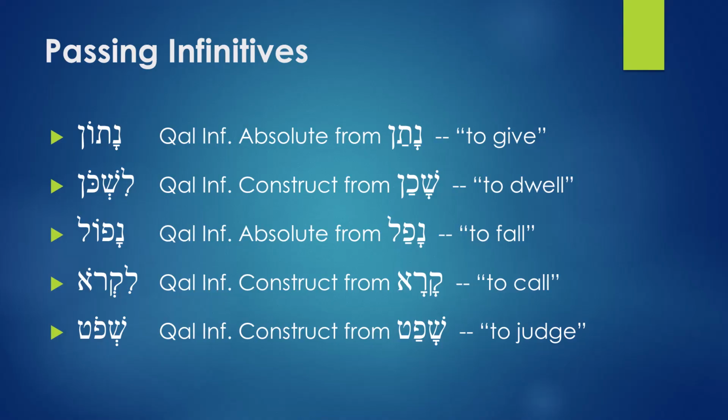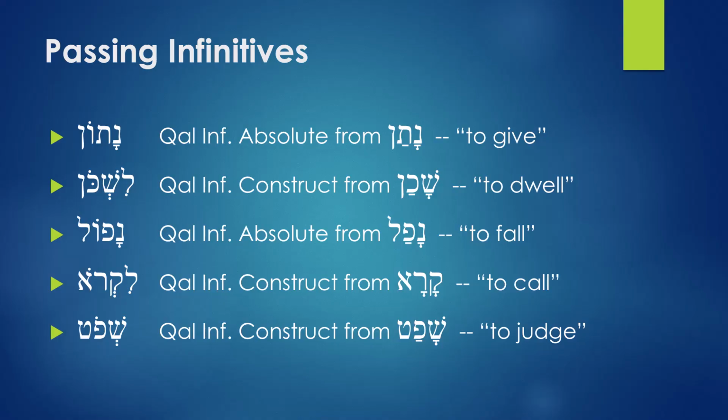Next we have lishkon. Now notice you have the preposition le, and shkon is coming from shakan. Shakan means he dwelt. So the infinitive lishkon means to dwell. And because of the le, that means it's infinitive construct, because construct is the only one that places the preposition le before the verb. So when you see the preposition le on an infinitive, just know that infinitive is infinitive construct. So lishkon is infinitive construct, and it means to dwell.